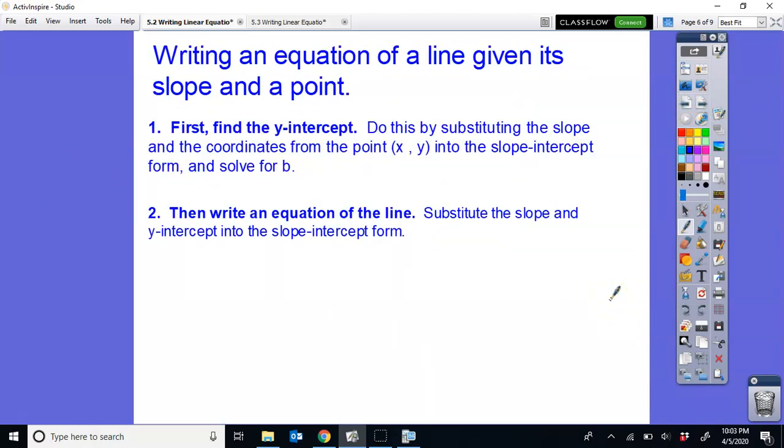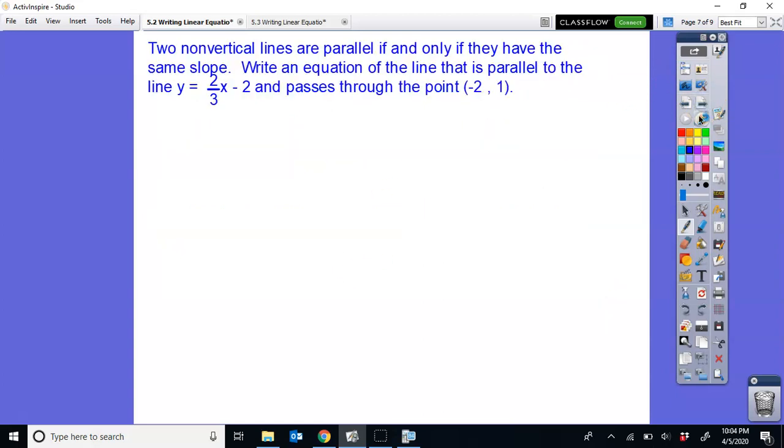Oh, sorry, I do have the steps here. If you would like, you can actually use these steps here. Finding the y-intercept first by substituting the slope and the coordinates from the point x, y into the slope-intercept form, and then solving for b, and then writing the equation of the line. So if you want to write down these steps, you need to pause it because I'm not going to sit here on these steps long enough for you to write them. So pause it and write the steps if you want to. So let's do another example.